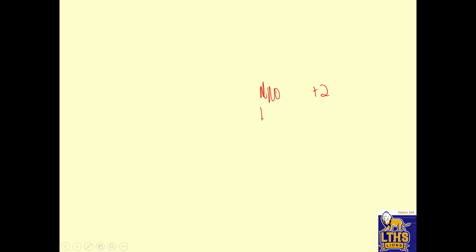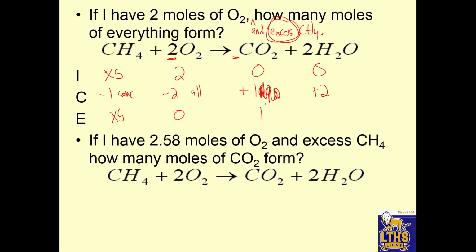So in the end I have 0 plus 1 is 1. 0 plus 2 is 2. 2 minus 2 is 0. Excess minus 1 is still going to be excess. So how many moles of everything form? I'm going to end with 1 mole of CO2, 2 moles of H2O, and 3 moles of total.